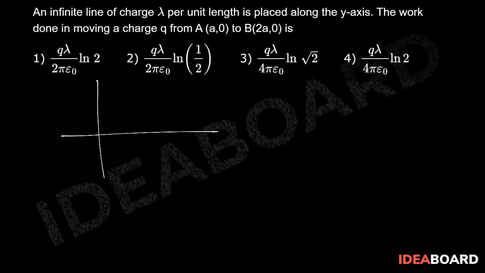So this is our diagram. Now along this line we have a lambda per unit length charge density. So now we are moving from point (a, 0). So (a, 0) is this, let's say this is (a, 0), and we are moving from (a, 0) to (2a, 0). Okay, and this is the y-axis and this is obviously the x-axis.